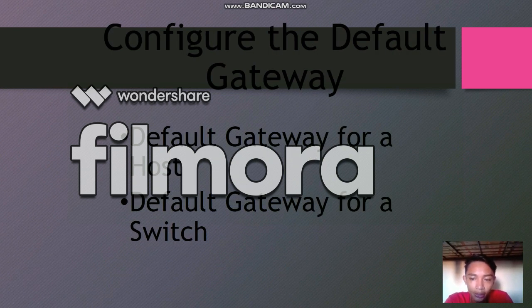The default gateway for a host. For an end device to communicate over the network, it must be configured with the correct IP address information, including the default gateway address. The default gateway is only used when the host wants to send a packet to a device on another network. The default gateway address is generally the router interface address attached to the local network of the host. The IP address of the host device and the router interface address must be in the same network.